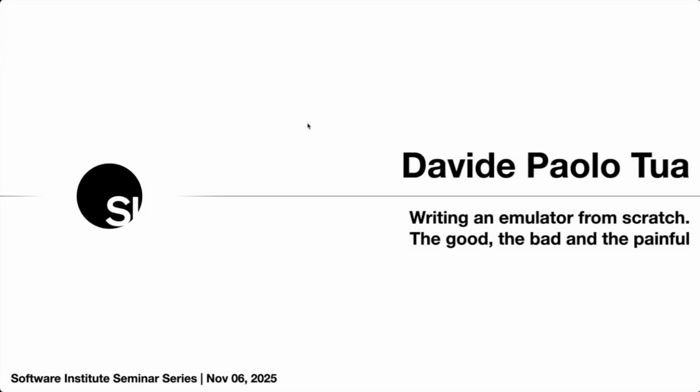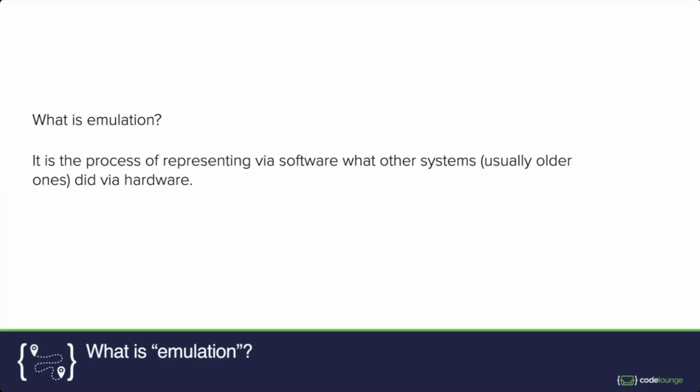Today's talk will be about writing an emulator and the lessons, often kind of painful, that I learned while writing my own one. So basically, what is emulation? Emulation is the process of representing via software what older systems usually did via hardware. The reasons for doing so are many, like often not finding the dedicated hardware anymore. And writing one from scratch is fun as hell, but also pretty difficult.